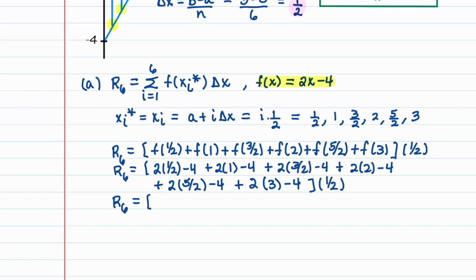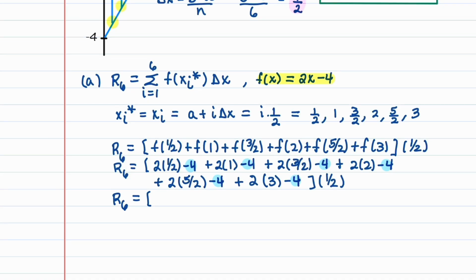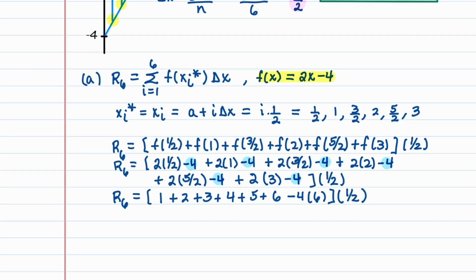I am going to collect all of these minus 4s at the end, and we'll do our multiplication first. We have 2 times 1/2 is 1, and then we have 2 plus 3 plus 4 plus 5 plus 6. Now we're going to subtract off our 4s. There are 6 of them, so we're going to subtract 4 times 6. And then we have our 1/2.